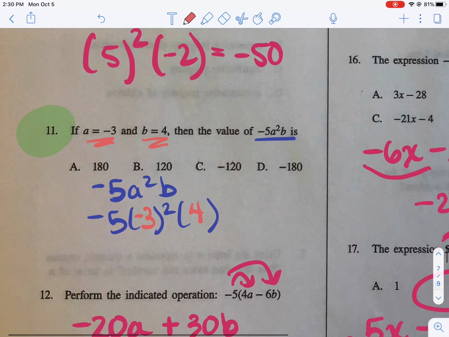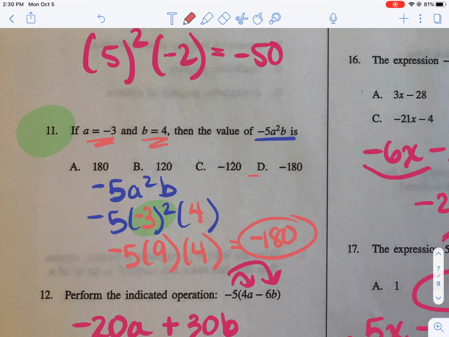So now this becomes a PEMDAS question. We don't have any parentheses. Well, we do, but they need multiplication. So we're going to evaluate first our square. So -5 times 9 times 4. And then actually, the only thing we're left with here is multiplication. So when you punch this in your calculator, you get -180, which is choice D.